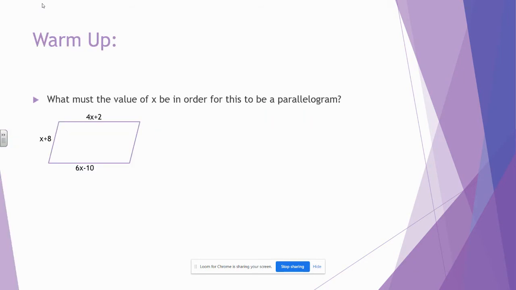6.5 deals with the properties of special parallelograms, and in this section today we're going to be working with rhombuses. But before we get into that, let's start with a warm-up. We want to find the value of x so that this quadrilateral that we have is a parallelogram. So go ahead, pause the video, give this a whirl.